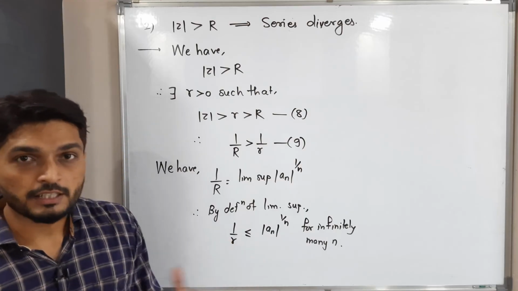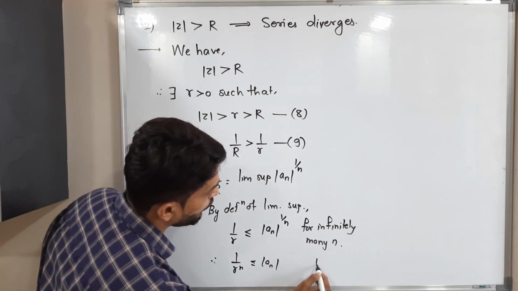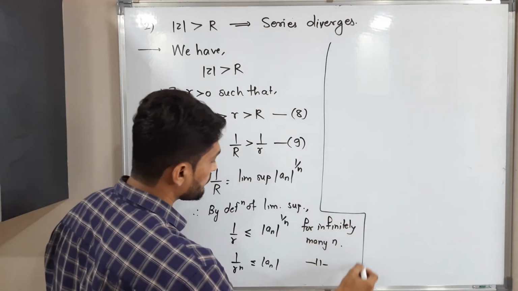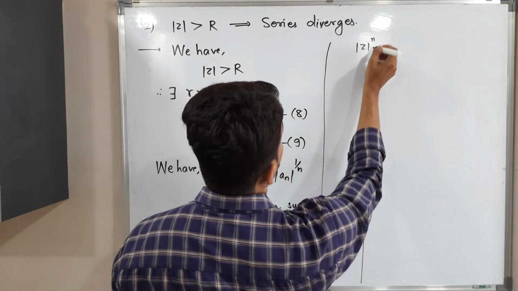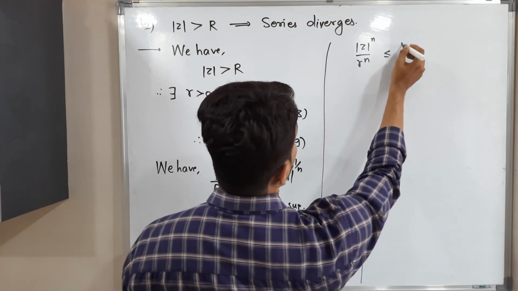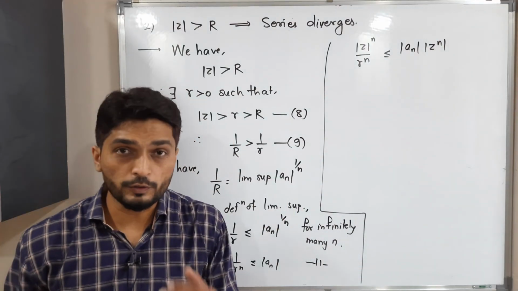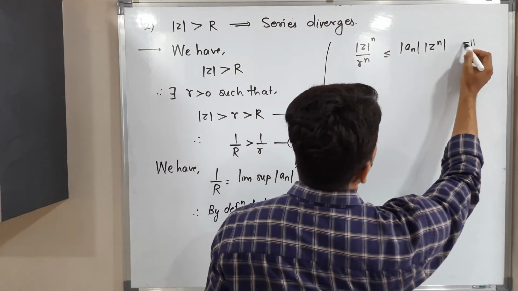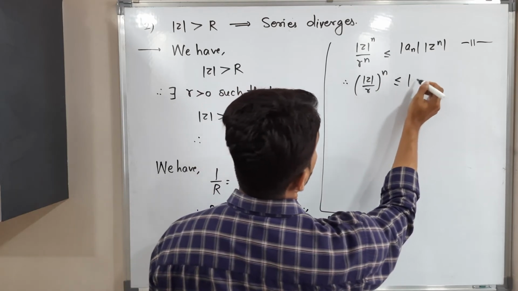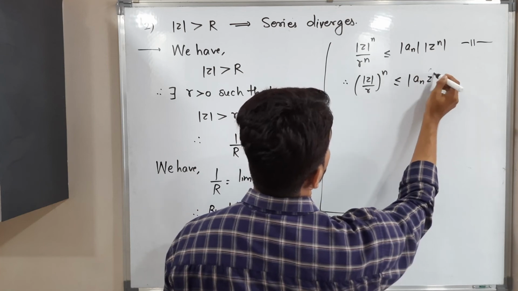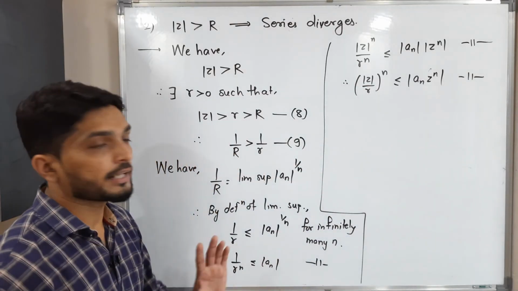After that, let us take the nth power of both sides. So we'll have 1 upon r raised to n less than or equal to mod a_n, again for infinitely many n. Let us multiply both sides by mod z raised to n. Mod z raised to n upon r raised to n is less than or equal to mod a_n mod z raised to n. Let me write it here for infinitely many n. So mod z by r raised to n is less than or equal to mod a_n z raised to n. Again, this is true for infinitely many n.